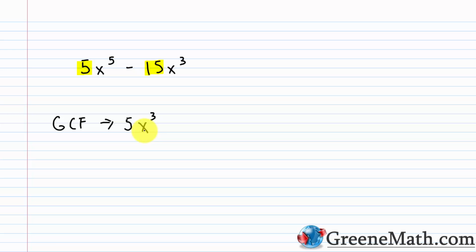Now that's the easy part. Once we've gathered our GCF, we're going to put equals, and we're going to place that GCF outside of a set of parentheses. Now, what's going to go inside the parentheses? We'll have two spaces for those two terms, and then our minus sign, don't forget about that.